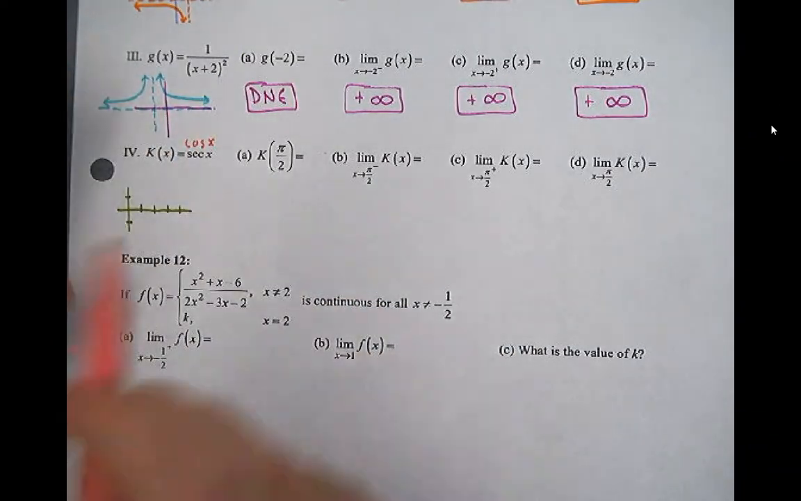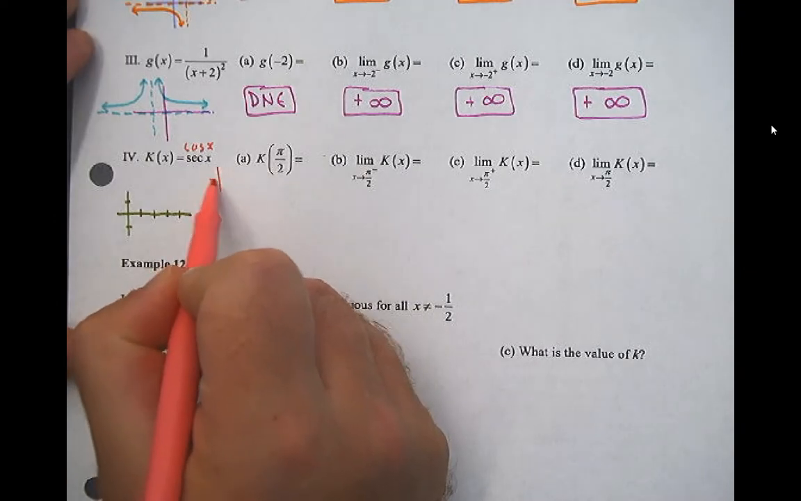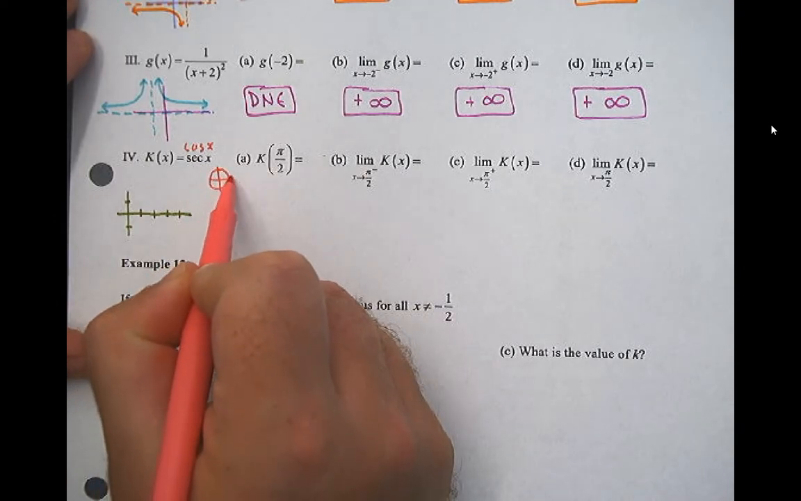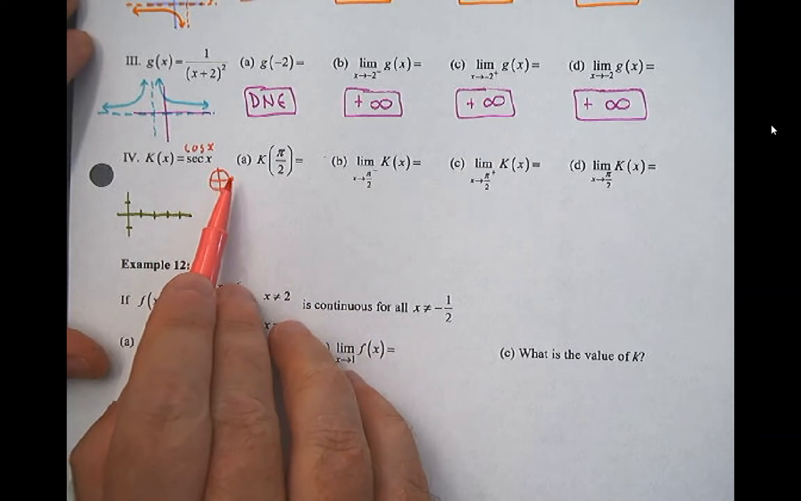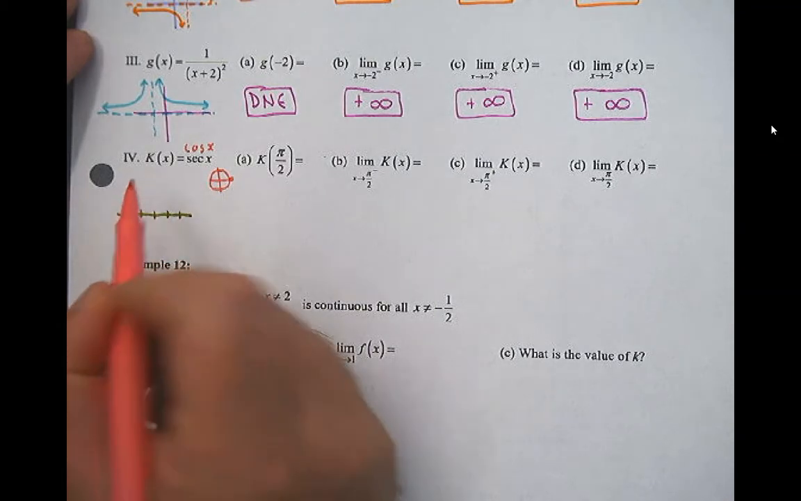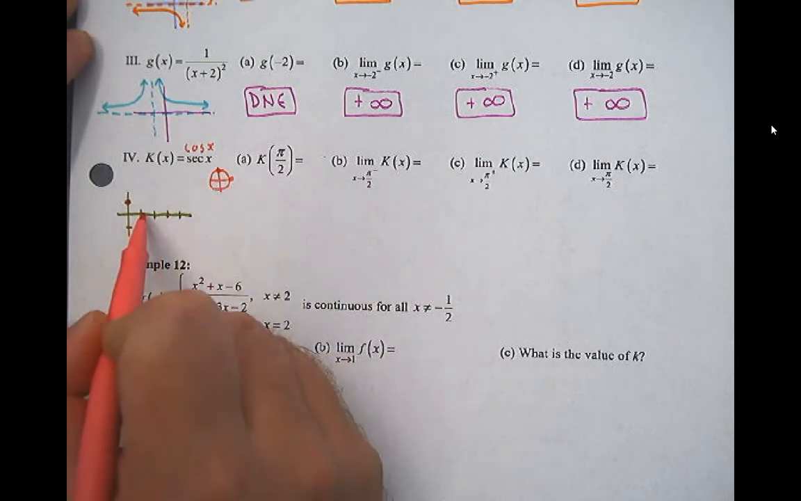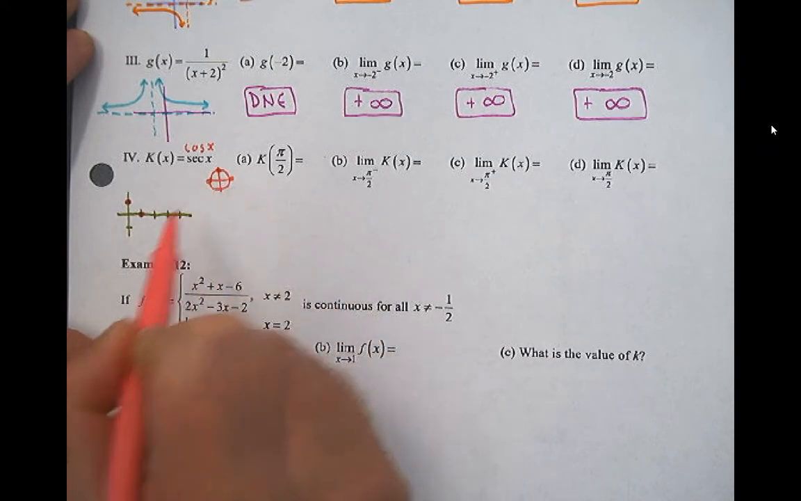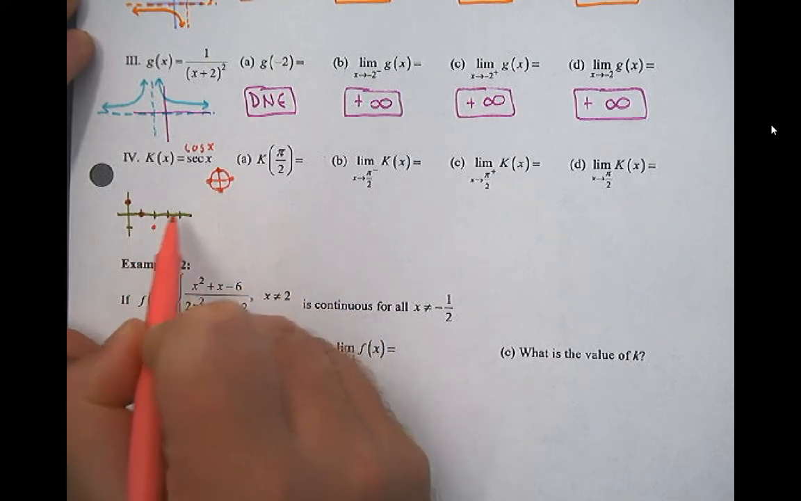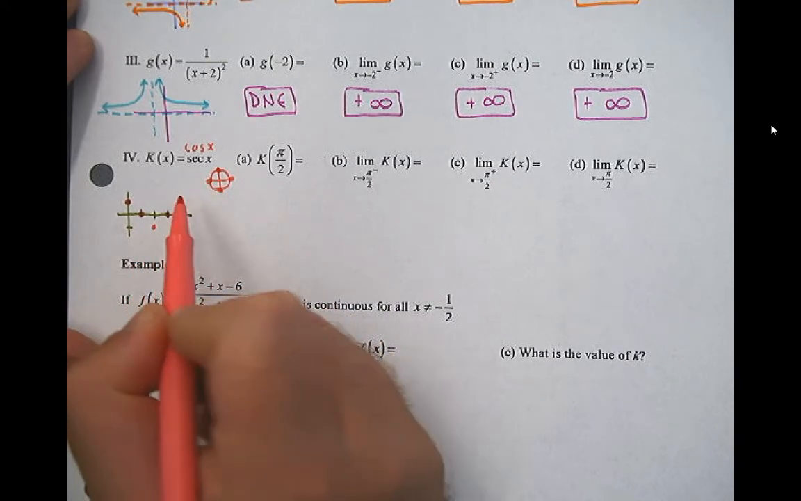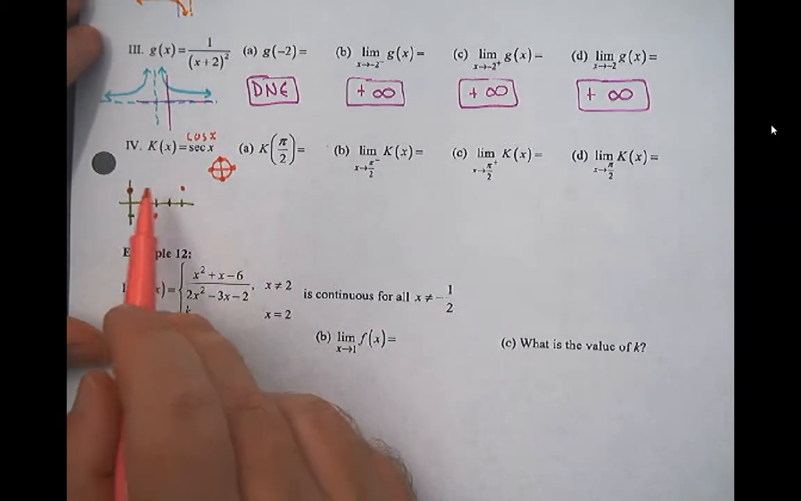Okay, cosine. So what I would do is I'd think about the unit circle. I'd start here. What is the x value here? That's an x value of 1. What is the x value here? 0. The x value here is negative 1. The x value here is 0. The x value here is positive 1. So that's the graph of cosine.